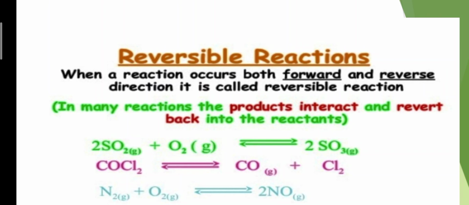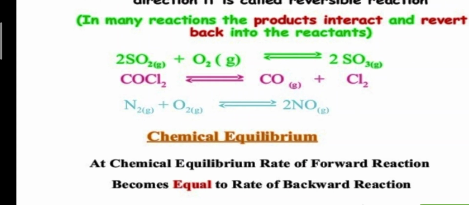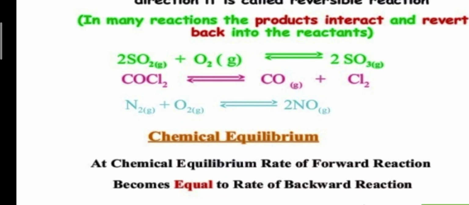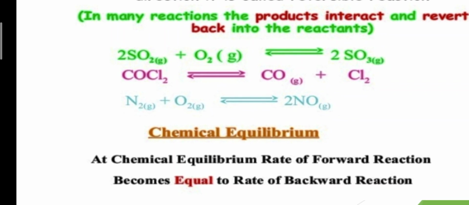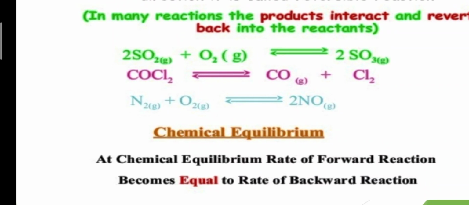For example, SO2 reacts with O2 to form SO3 during the forward reaction. And in the reverse reaction, SO3 again decomposes and converts into SO2 and O2. Example 2: COCl2 decomposes into CO and Cl2 in the forward direction. During the reverse reaction, or backward direction, CO reacts with Cl2 to form COCl2. Example 3: N2 plus O2 react together to form NO, and in the backward direction NO again decomposes into N2 and O2.